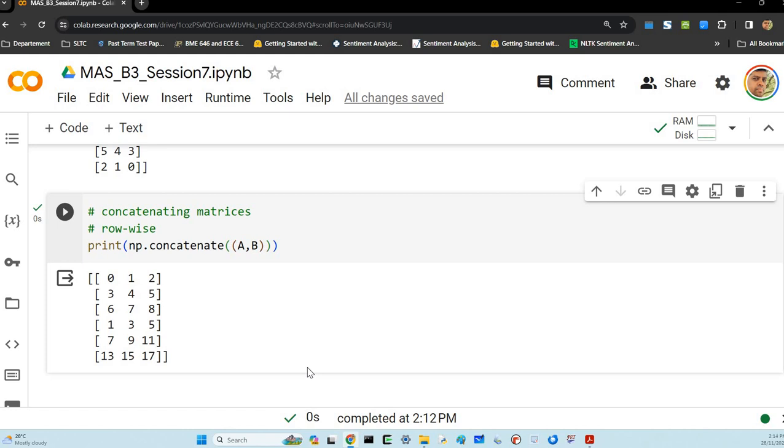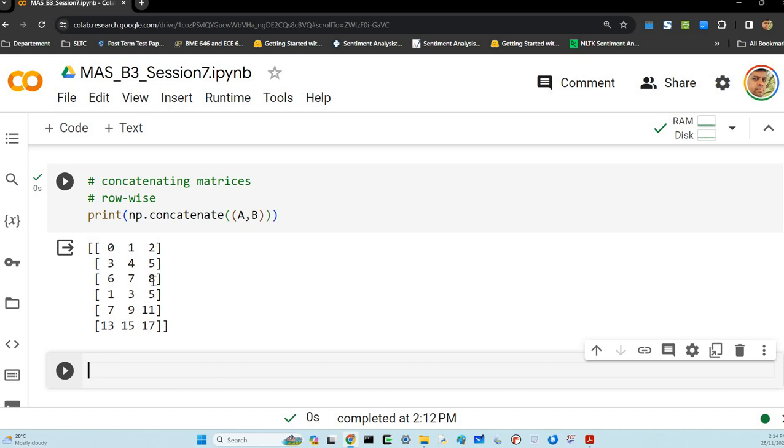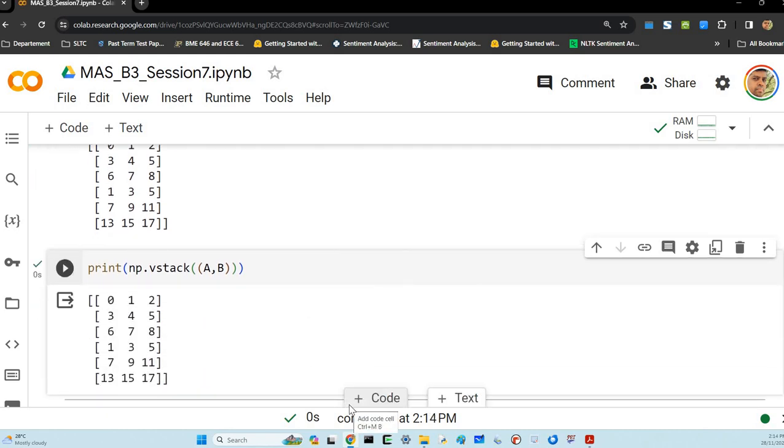Right, got it? Okay. These are just simple commands that we are trying to understand. There's another similar command. The same thing can be done using np.vstack A comma B. Same output. VStack means vertical stack. We stack the matrices vertically, so we are getting this output.